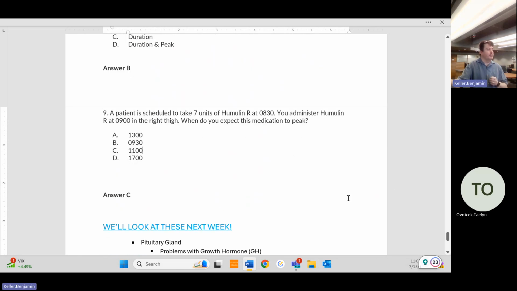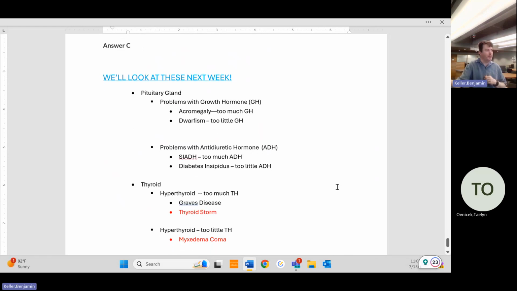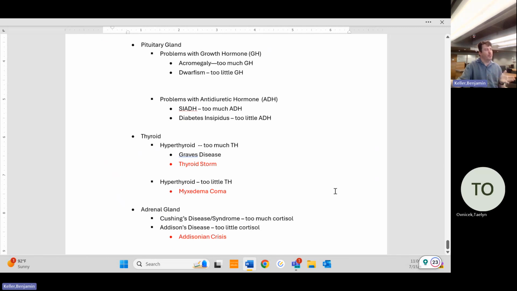Cool. All right. So next, we're going to be looking at disorders of the pituitary gland. We're going to be looking at problems with growth hormones like acromegaly and dwarfism. We'll look at problems with antidiuretic hormone, which is ADH, which is SIADH and diabetes insipidus. We'll look at disorders of the thyroid gland, too much thyroid, which is hyperthyroid, and too little thyroid, which is hypothyroid.